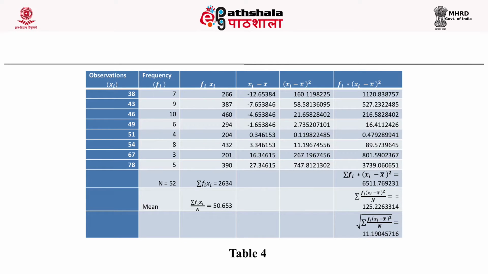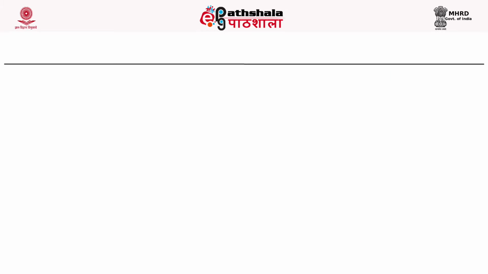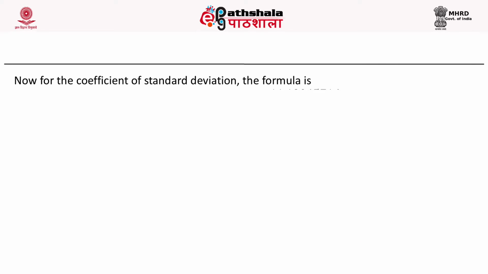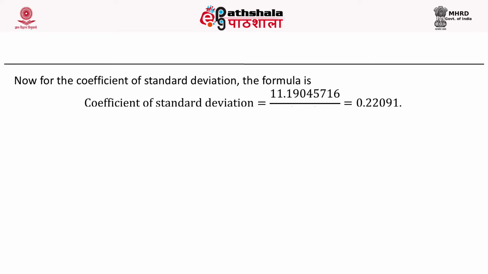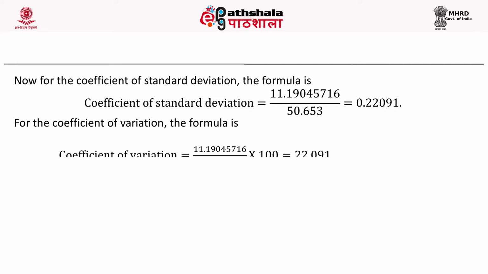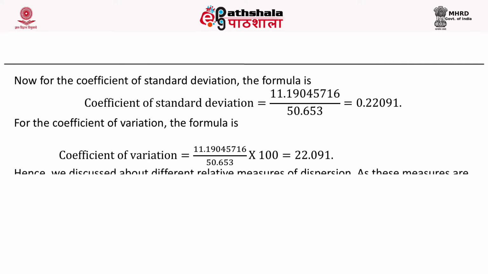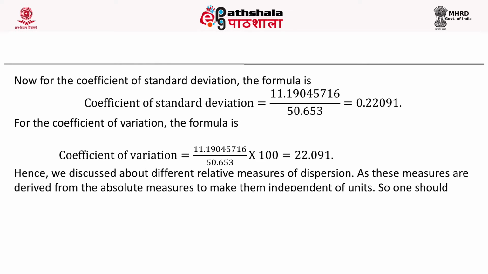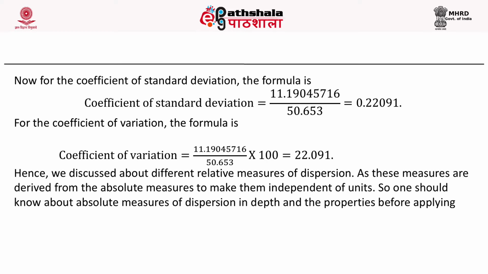Now for the coefficient of standard deviation, the formula is: in the numerator we put the value of the standard deviation and divide by the mean value, and the coefficient is coming out to be 0.22091. For the coefficient of variation we have to multiply this proportion by 100, and the answer is coming out to be 22.091. Hence we discussed different relative measures of dispersion. As these measures are derived from the absolute measures to make them independent of units, one should know about the absolute measures of dispersion in depth and their properties before applying these measures on a data set.